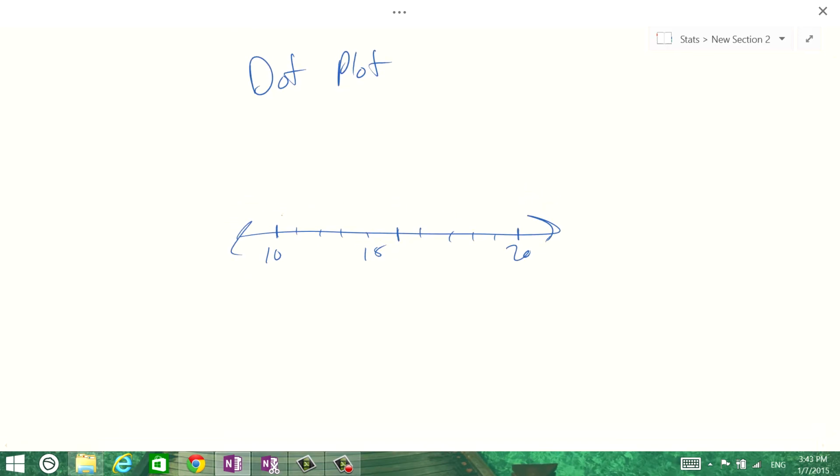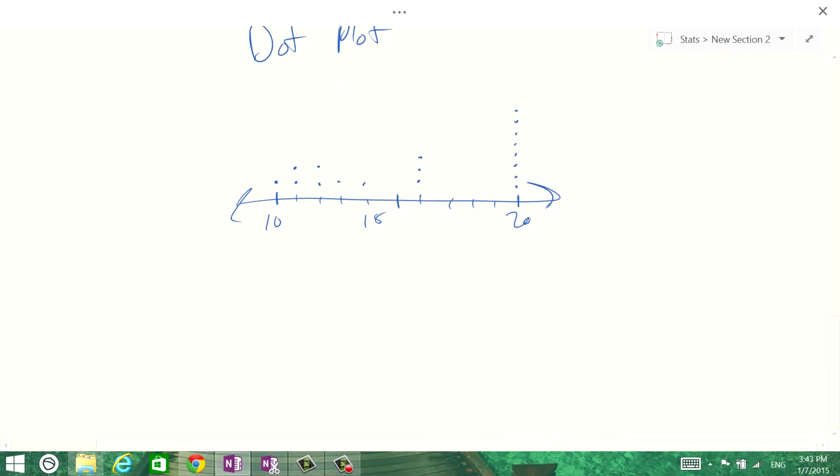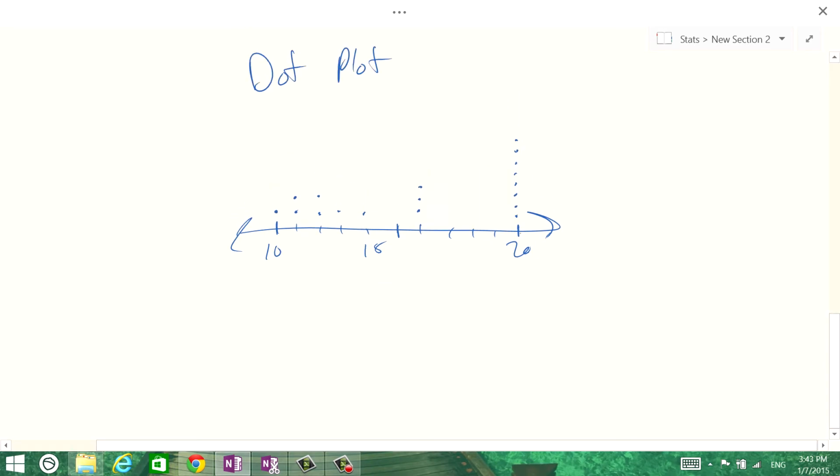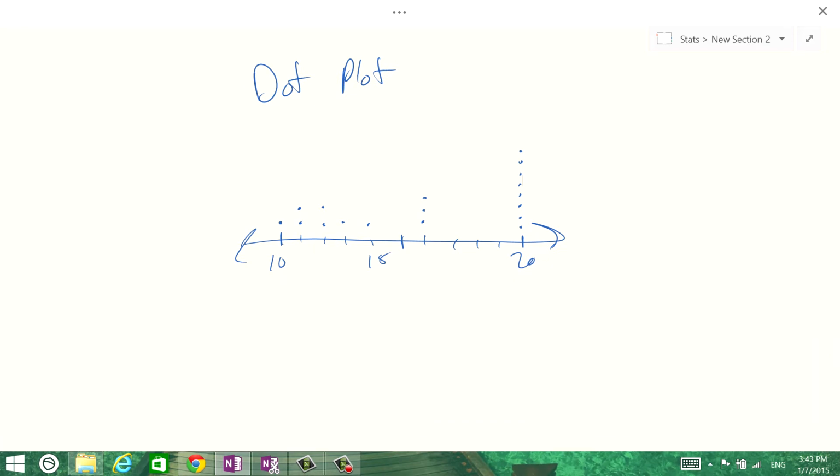And so a dot, you just put a dot over. If a kid got a 10, you put a dot there. If a kid got 11, a dot here. If 2 kids got 11, you put a dot there. And so forth. And yeah, easy test. Most students got a 20 on this. You can see there were 8-ish kids that got a 20 out of 20 on this quiz, and represent that through a dot plot. And that's what that would look like.